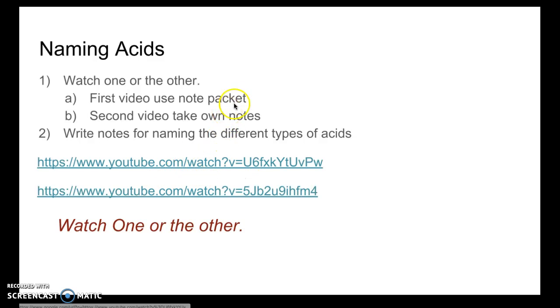So naming acids, you're going to watch one or the other video, so you choose which one you want to watch. For the first video, you can use the note packet. For the second video, you're going to take your own notes in the section designated for you to take notes. You're focusing on writing notes for naming different types of acids, and you'll see there are generally 3 types. So at this moment, you can start the video. It's linked in the assignment. And then after you watch the video, we'll come back and just quickly talk about the CFU and the flowchart.